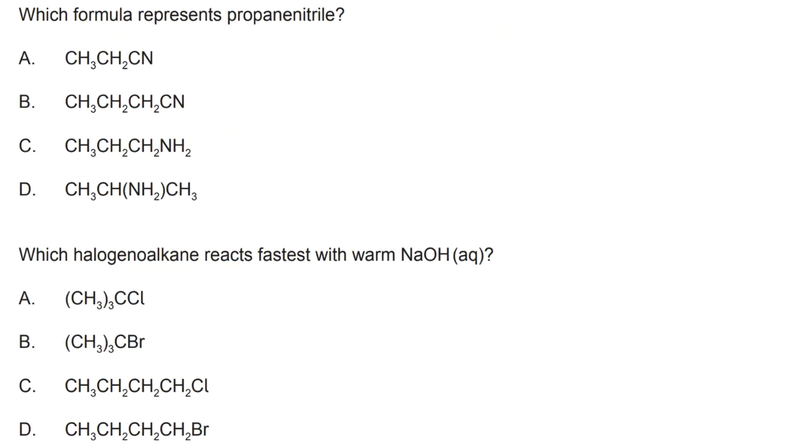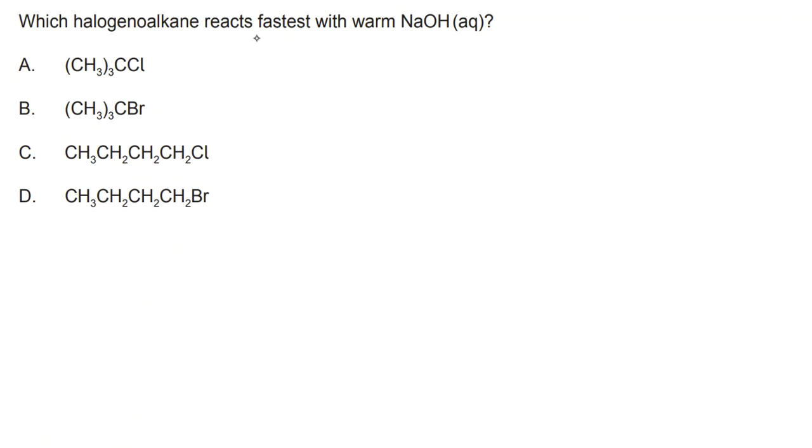Which formula represents propanenitrile? So a nitrile is... okay, I think a nitrile has a triple bond to nitrogen. So already I can see these are amines, or amino compounds, so these won't work. One of these is a nitrile, and since this one has 1, 2, 3 carbons, I'm going to pick this one because propane is 3 carbons, whereas this one has 4 carbons, so that's going to be butane, so I'm not going to pick B. These ones are already eliminated, so I'm going to pick A.